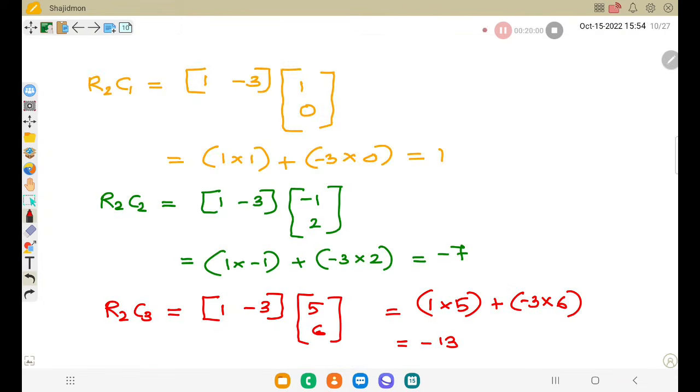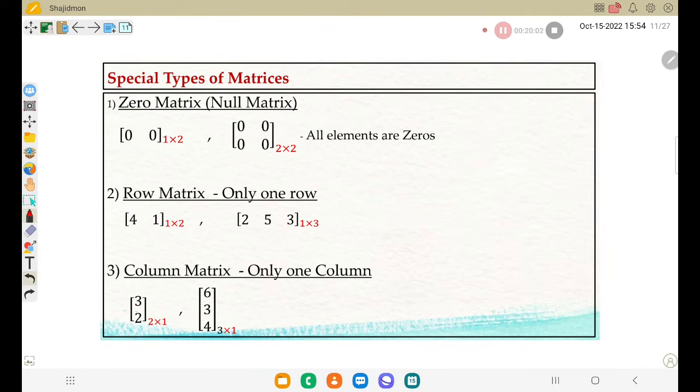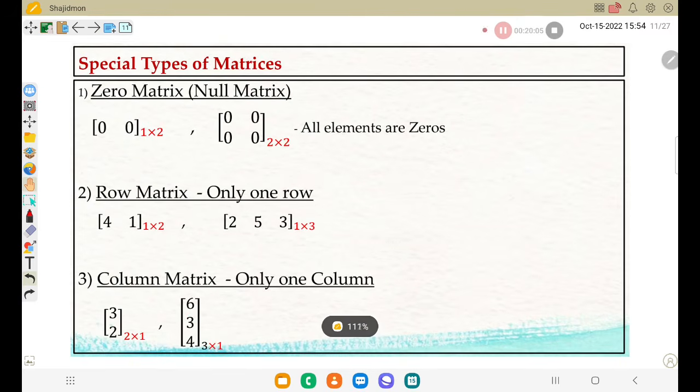Now we will go to the discussion of special types of matrices. What are the special types of matrices? So first type, zero matrix or null matrix. We always represent it by capital O. Zero matrix means a matrix with all numbers 0. That is the meaning of zero matrix or null matrix. See, first a 1 by 2 matrix, second a 2 by 2 matrix. All the elements are 0. That is the condition. In a matrix, if all elements are 0, we call it a zero matrix.